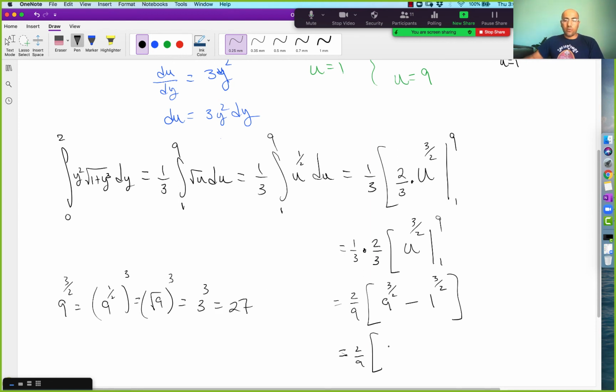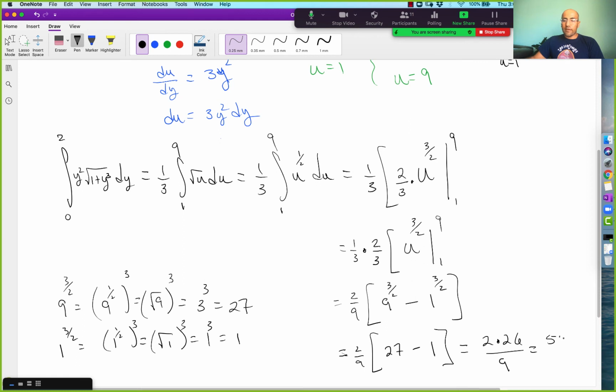Okay, so this is equal to 27 minus, and then the same treatment here. This is 1 to the 3/2 power, that's equal to 1 to the 1/2 power raised to the 3rd power, the square root of 1 raised to the 3rd power, which is 1 to the 3rd power, which is equal to 1. It's a lot of work. And then after a little bit of work, we get that this is going to be 26. 2 times 26 all over 9, or 52 divided by 9.